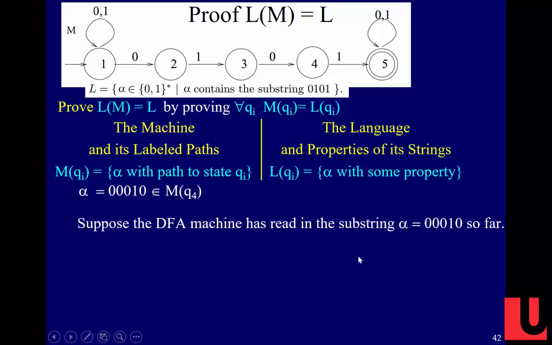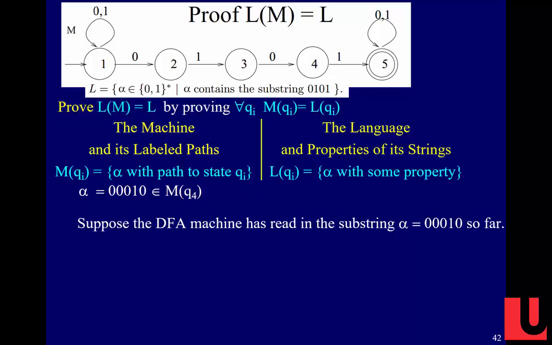When you're trying to come up with this property, maybe you know the language and you're trying to build a machine, or maybe you know the machine and you're trying to build the language. Either way, I think the best way to do your task is to imagine some substring. Try to think which substrings are interesting.